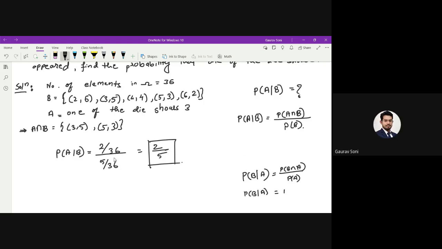Both are not equal: probability of A when B has occurred and probability of B when A has occurred. Just note this. I can give you this exercise: you can find out a condition when these two will become equal. Small exercise, you can think over it.